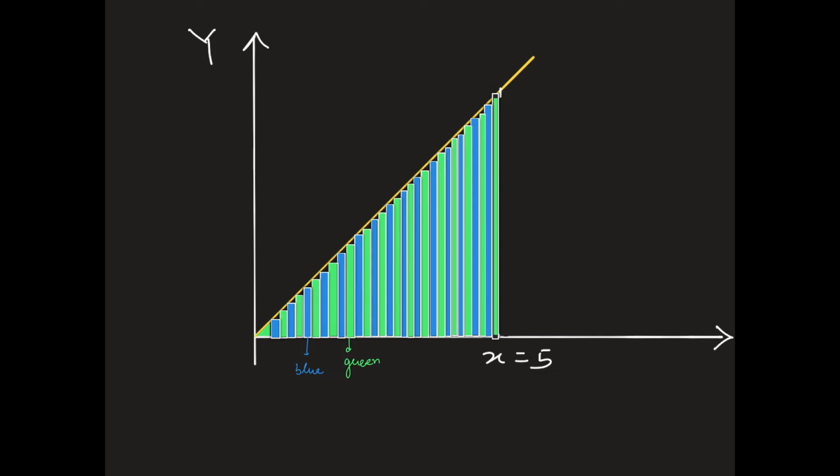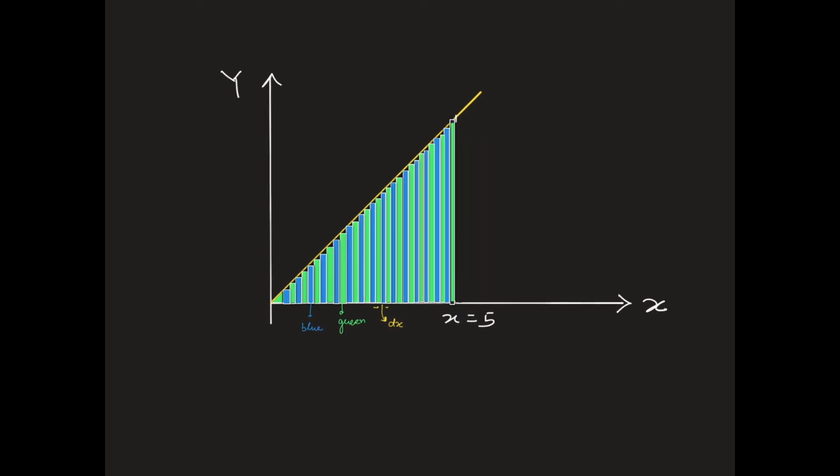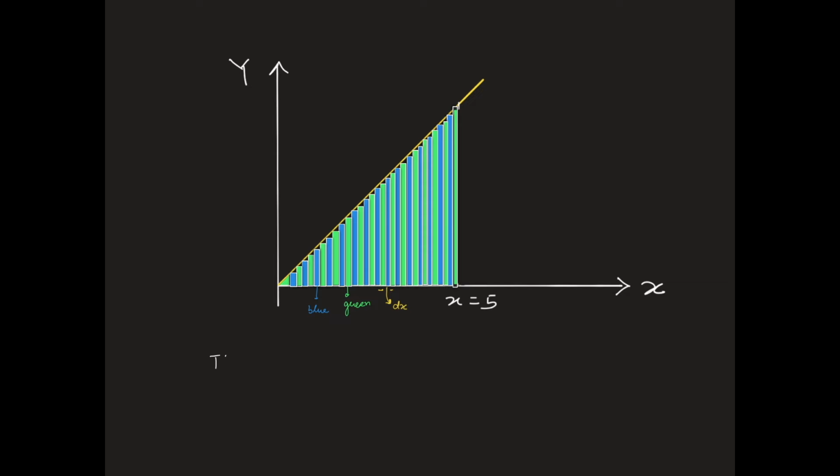Now an interesting thing here is that the width of every stripe is same, and let me call that width as dx. And whenever I put d anywhere, it simply means that the length is very small. D is not a multiplier. D is something that tells us that the value of the length, that x, is very small. So that would mean dx. Now all I can say is this, that the total area is the sum of areas of blue and green stripes.